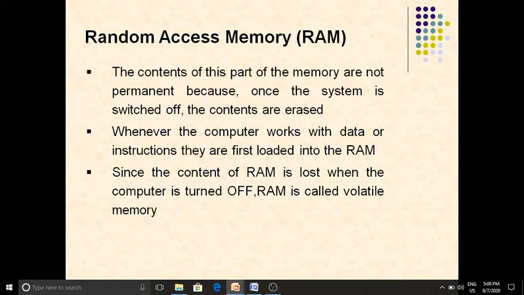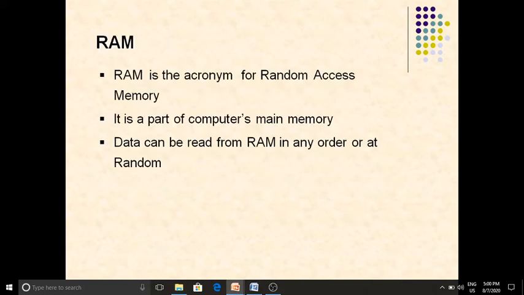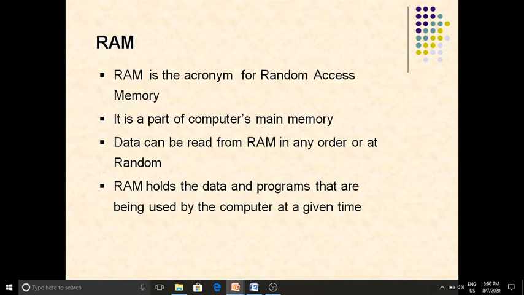Now let us move to the next slide. Here it again tells what RAM is, with some points. RAM is the acronym for random access memory. What is the full form of RAM? Random access memory. It is a part of the computer's main memory. Data can be read from RAM in any order, or at random. RAM holds the data and programs that are being used by the computer at a given time.